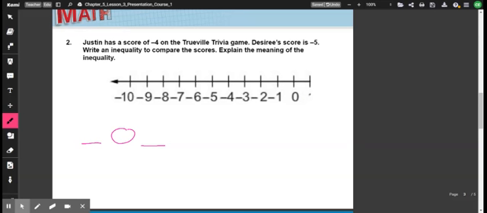So Justin has a score of negative 4, and Desiree's is negative 5. Again, think of it kind of like owing money. If you want to owe only $4 rather than $5, this is good. If you are going to owe $5, that's probably not going to be good. Always remember that whatever number is to the right is more positive.